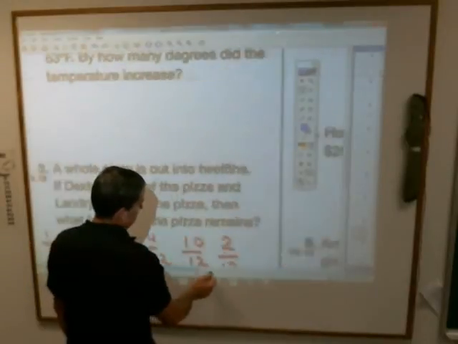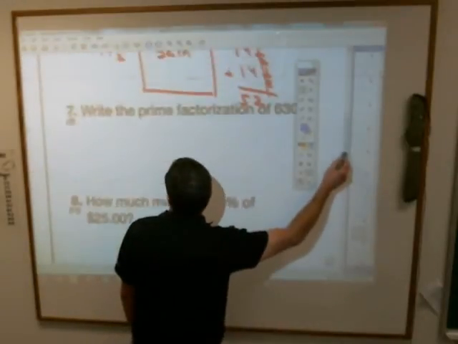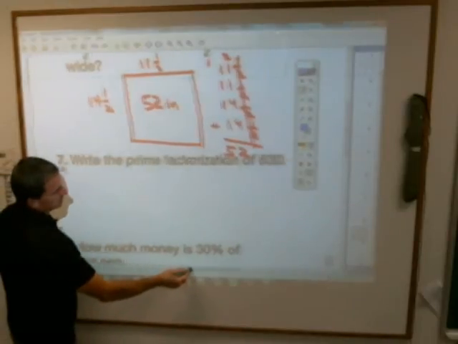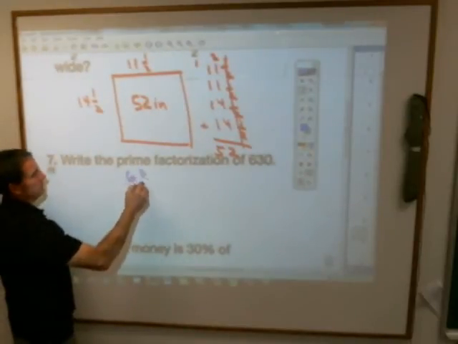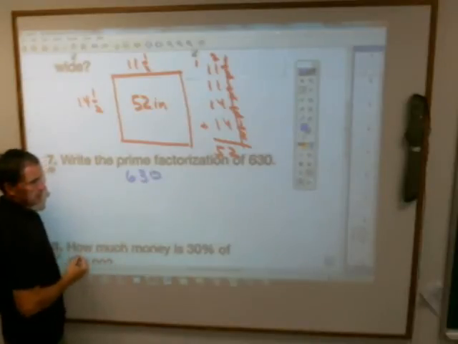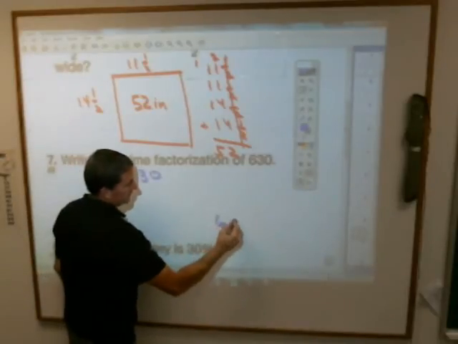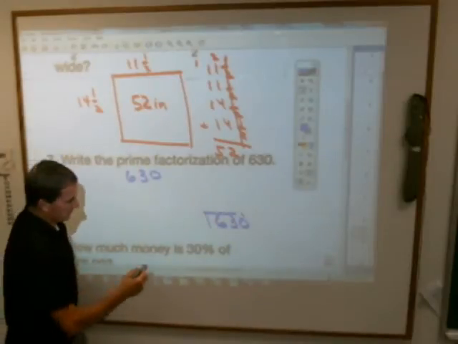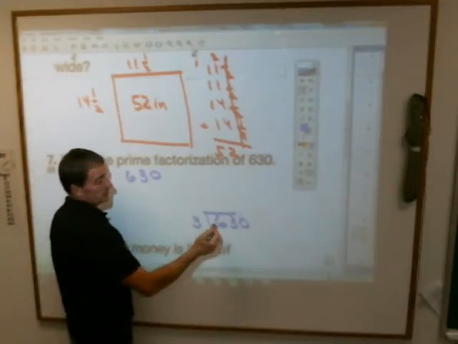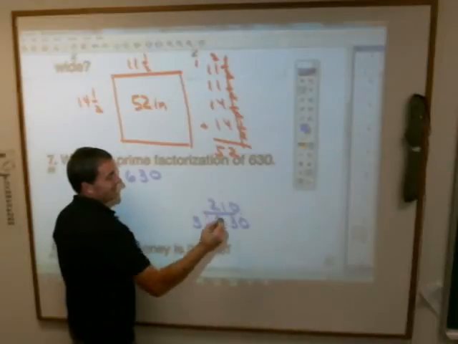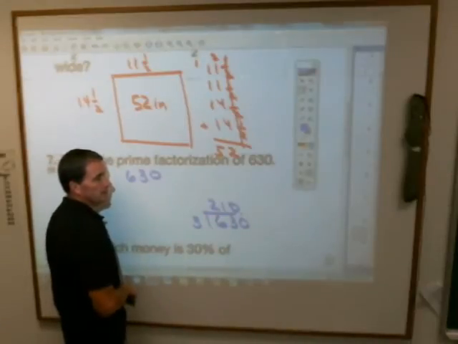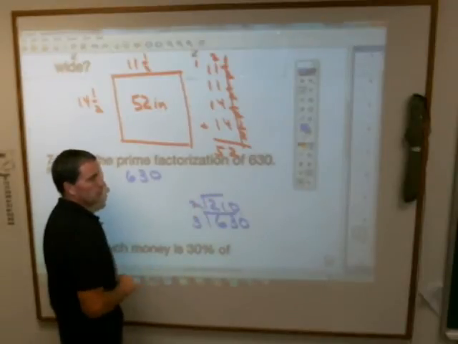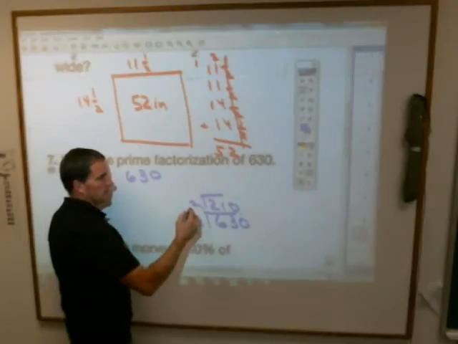What, the prime factorization of 630? Kate, what did you do? I did the divide. Okay, so you did dividing by primes. What did you divide by first? 3. Okay, 3 is not a bad choice. 3 goes into 630, 210 times. Yes, and then what? And then I did 2. All right. 2 into 210 is 105.